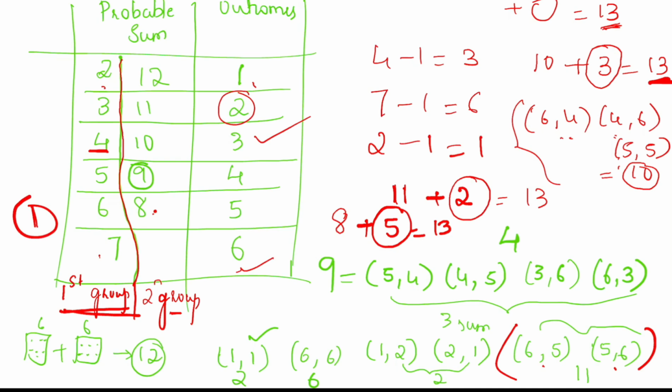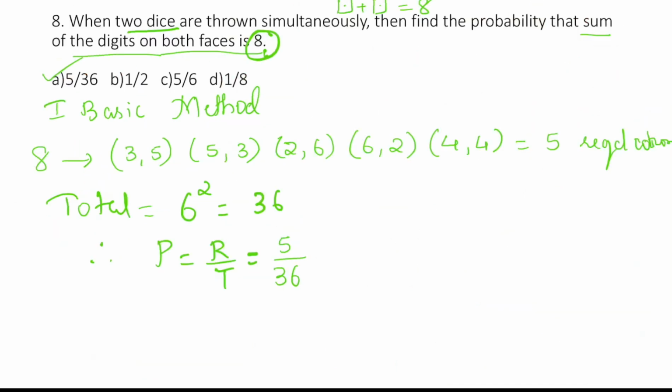So this will be a little bit confusing. Now if we solve problems, you will understand. So let us solve the problems. The same problem we can solve using this shortcut method. So first we will see, when two dice are thrown simultaneously, find the probability that the sum of the digits on both faces is 8.